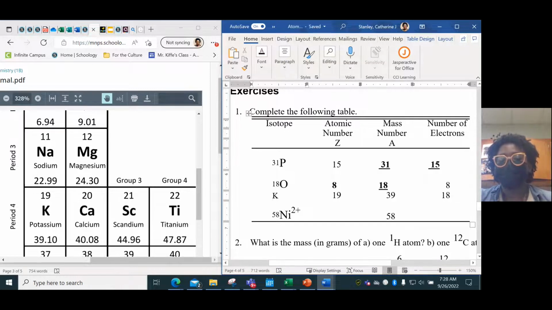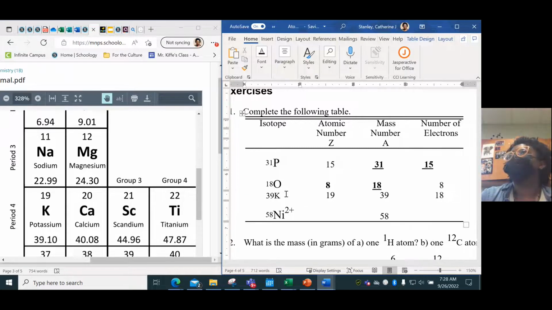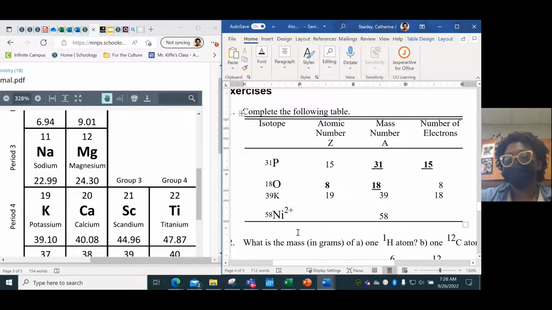So we have 39K. Who wants to try to determine the charge? Go for it. How did you get +1 given the information on the table? Good job. 19 minus 18 gives you +1, and that is in fact your charge. Now, generally speaking, we do not write ones at all, ever, unless it is a mass or something like that. So therefore, you can just put a plus sign.